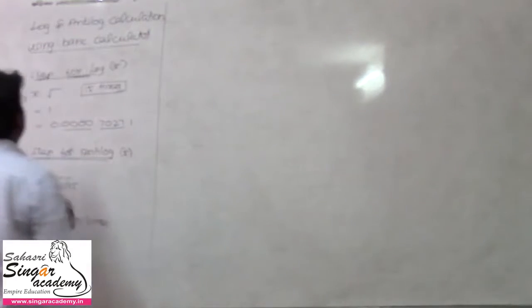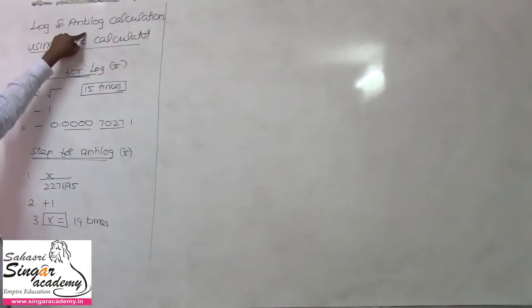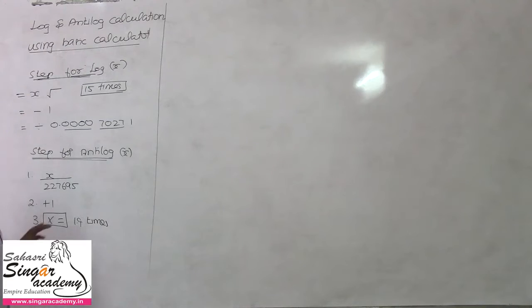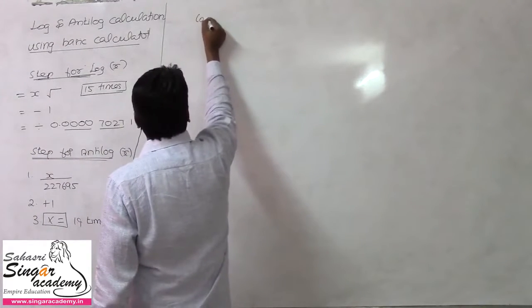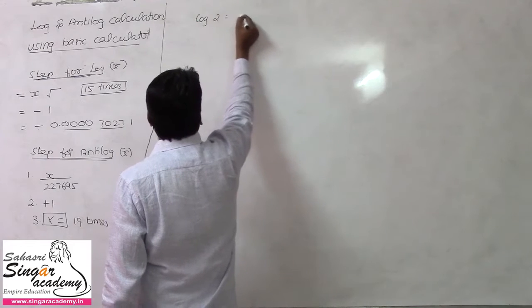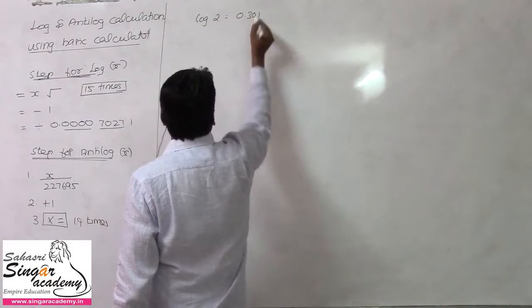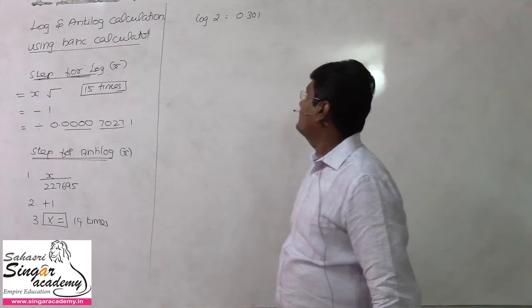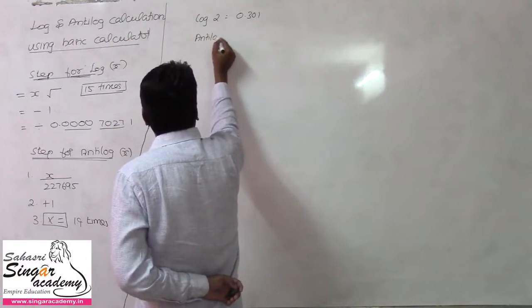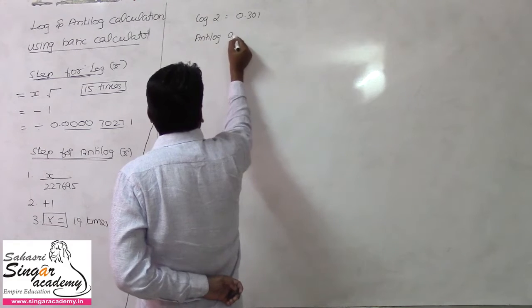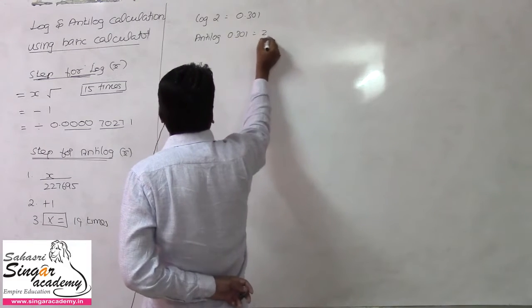Discuss the calculation of log and antilog using the basic calculator. So, log of 2 is equal to 0.301. Okay. Antilog of 0.301 is equal to 2.